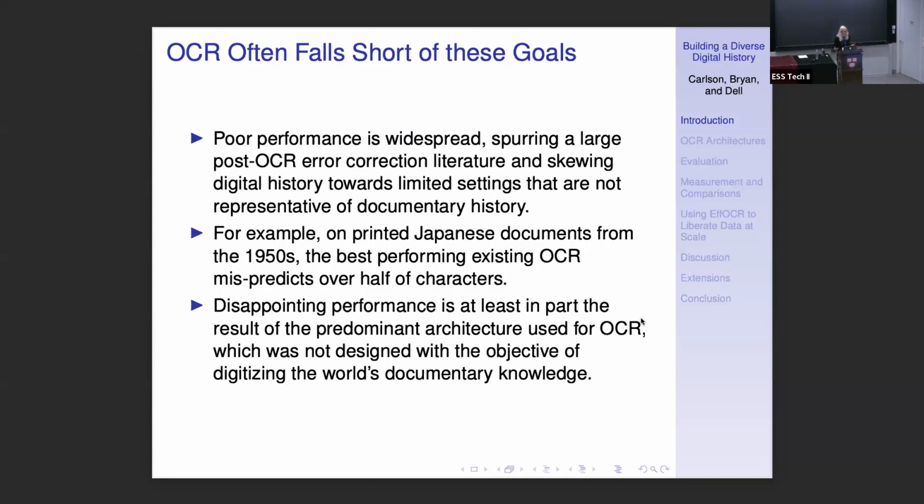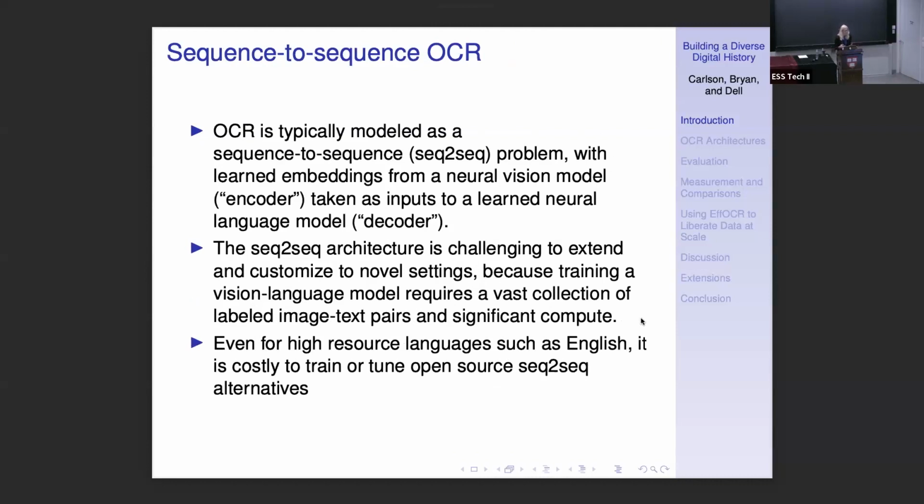This disappointing performance is at least in part the result of the predominant architecture used for OCR, which was not designed with the objective of digitizing the world's documentary knowledge. OCR is typically modeled as a sequence-to-sequence problem. What that means is that learned embeddings from a neural vision model are taken as inputs to a learned language model. The sequence-to-sequence architecture is challenging to extend and to customize to novel settings because training a vision language model takes a vast amount of data and compute. Even for high resource settings like English, it is really costly to train or tune open source sequence-to-sequence OCR alternatives.